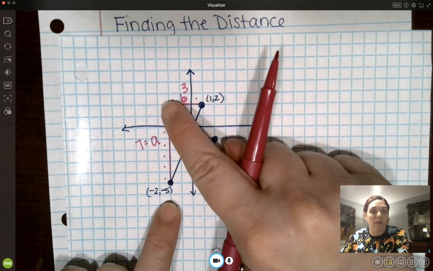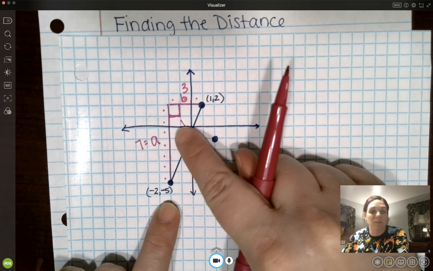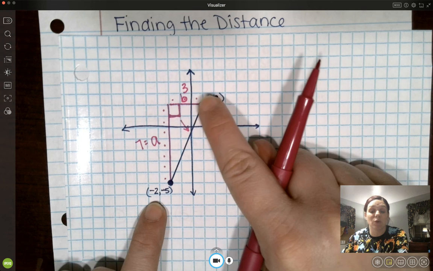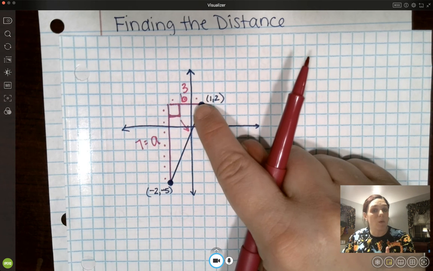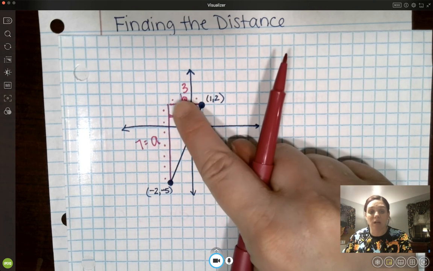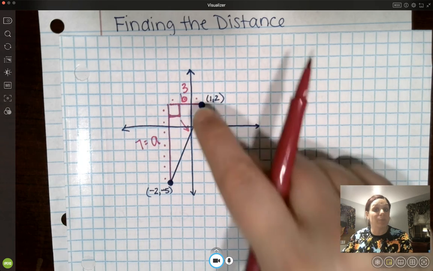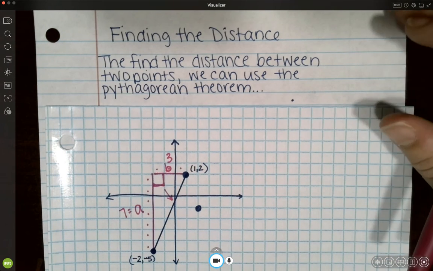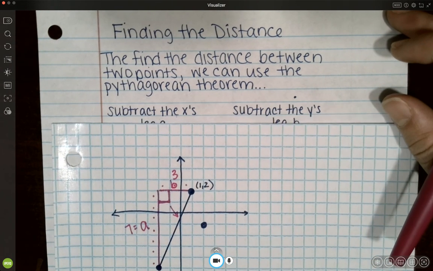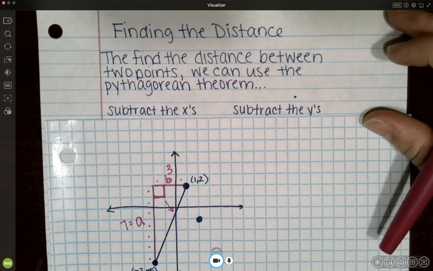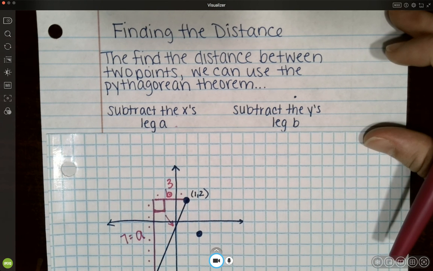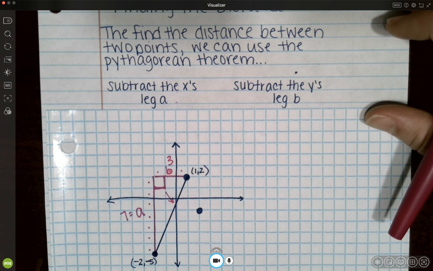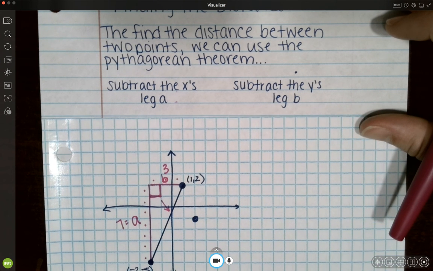Notice here, the 3 is going horizontally, which deals with my x values. Negative 2 minus 1, or 1 minus negative 2 will get me that 3. So a way that we can find out the number of squares up and the number of squares over is simply by doing subtraction. Okay, so to find the distance between 2 points, we can use the Pythagorean theorem. We're going to subtract the x's, subtract the y's, and that's going to become our two different legs. So again, to find the distance, we're going to subtract the x's, subtract the y's, and then plug it in.